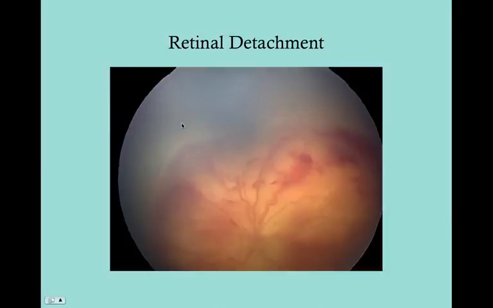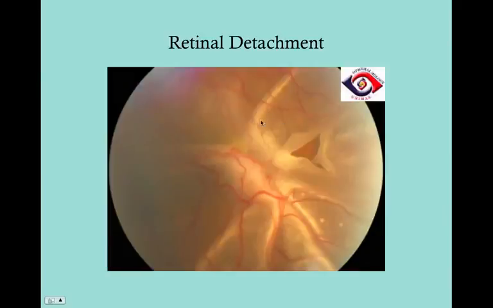So this looks a little bit more cloudy as described. Can't really see the macula here, but here's the optic disc. You can see there's some hemorrhaging here. Here's a retinal detachment that shows the tear.